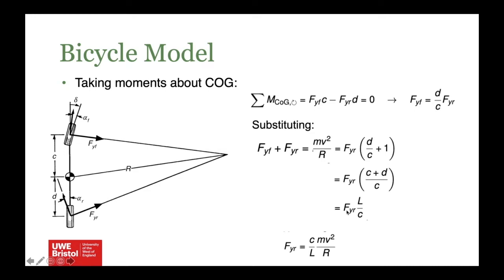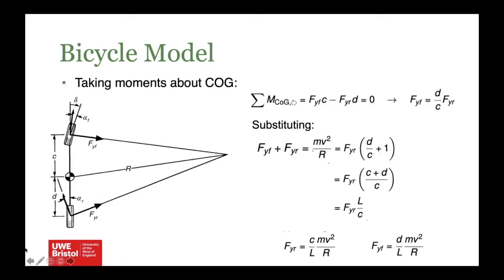If you want to solve for FYR on its own, then the c comes here on top, the L goes here on the bottom, we end up with c upon L, mv squared upon r. And likewise, you can go through the same motion for FYF, and you get mv squared upon r times d upon L. So although you're working out the front lateral force here, notice that this is d upon L.